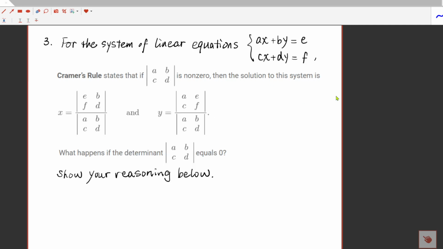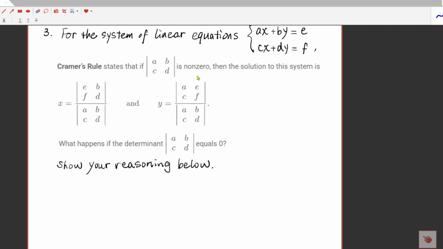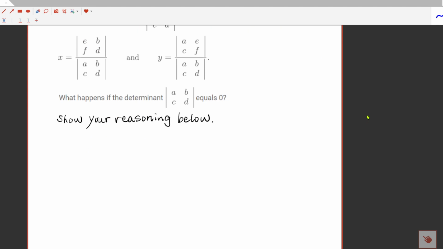Okay, this time we have a system of linear equations, ax plus by equals c, cx plus dy equals f. We know that Cramer's rule states that if the determinant abcd is non-zero, then the solution of this system is given by a fraction of these two determinants, right? But what will happen if the determinant abcd equals 0? Let's have a look at the special case here.